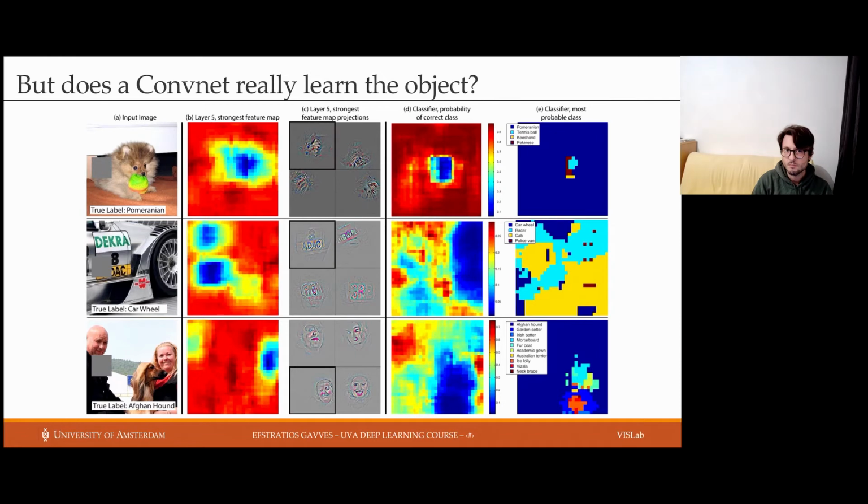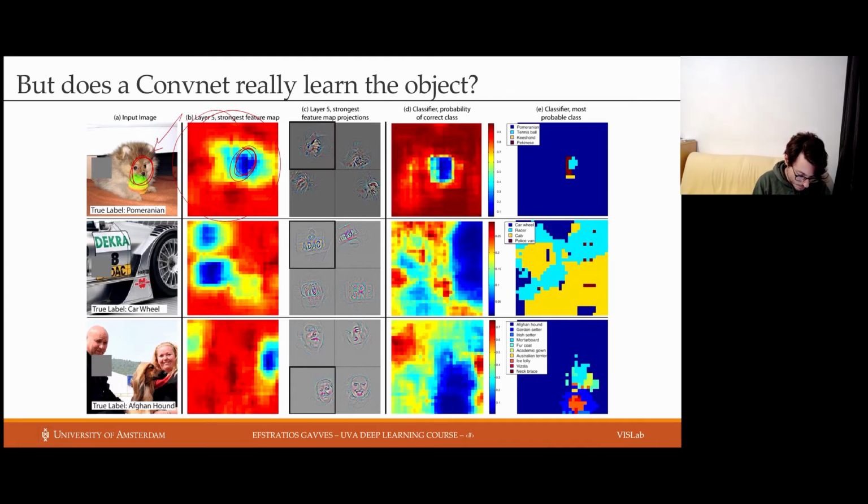A good question is, however, do the filters therefore specialize on objects? It seems to be like that when we visualize features. One can actually also produce class heat maps to observe the classifier probability of the correct class. And indeed, we observe that, for the case of a Pomeranian dog, the feature map is indeed centered around the dog's face.